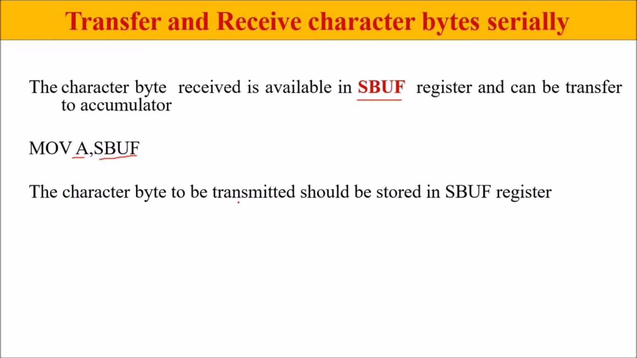When we want to transmit a character, we have to store the ASCII value of the character in the SBUF register. So here this instruction is written: MOV SBUF, A. Before this instruction, in the accumulator we have to store the ASCII value of the character which we want to transmit.